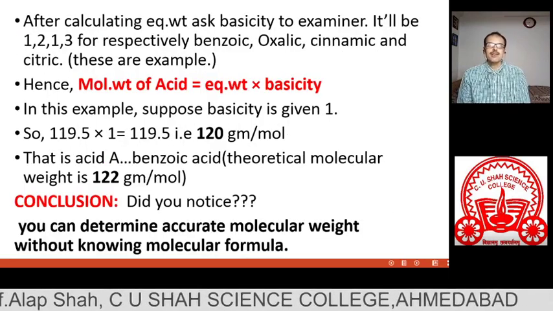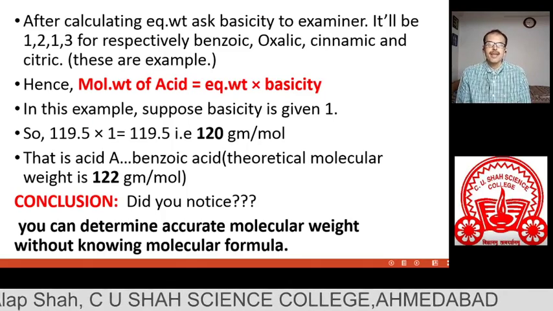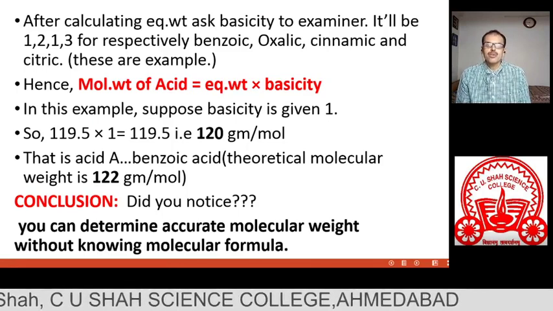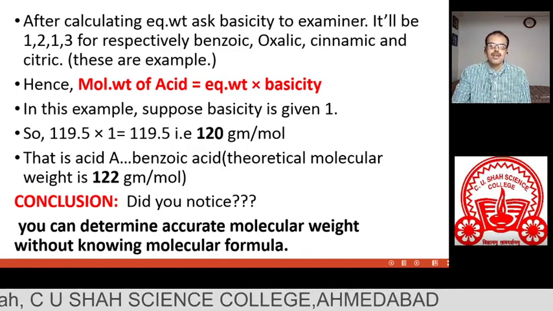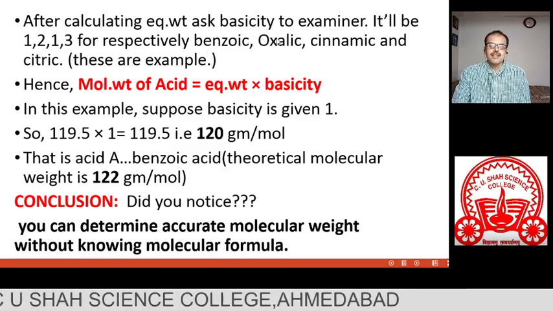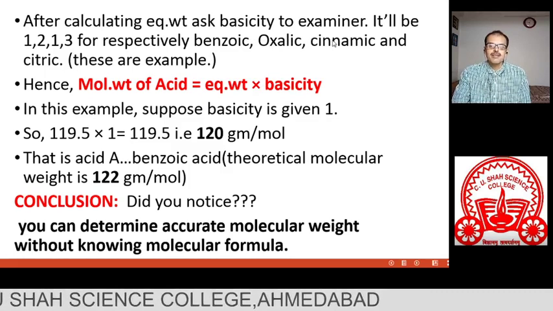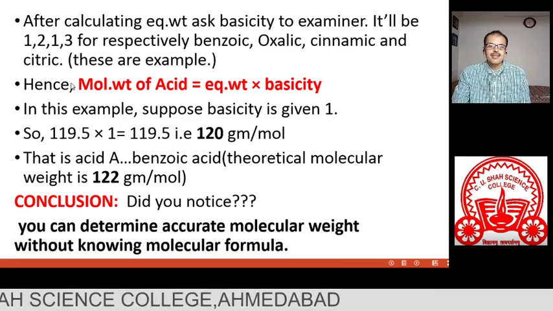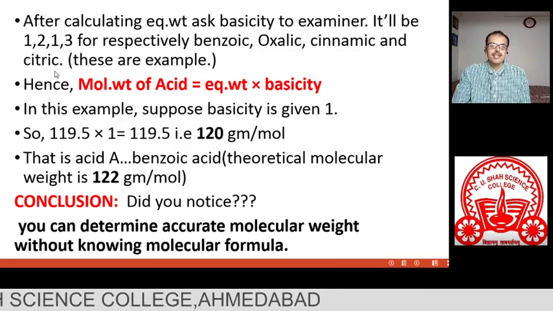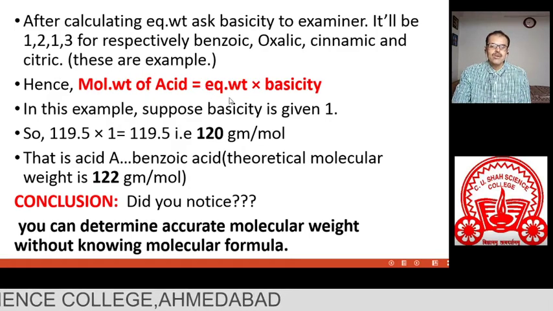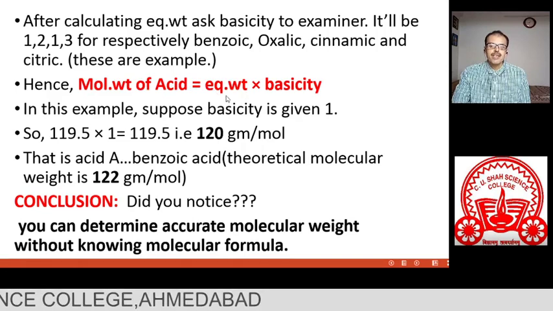After that, you have to consult your examiner or professor, because he or she knows which acid is given to you, and accordingly you will be given the basicity. For example, benzoic acid is monobasic, so you will be given basicity 1, but oxalic is dibasic, so 2. Cinnamic again has only one COOH group, so basicity 1. Citric contains 3 COOH groups, so 3. So in this case, I know that the basicity is 1, and the equivalent weight we calculated is 119.5, roughly 120.